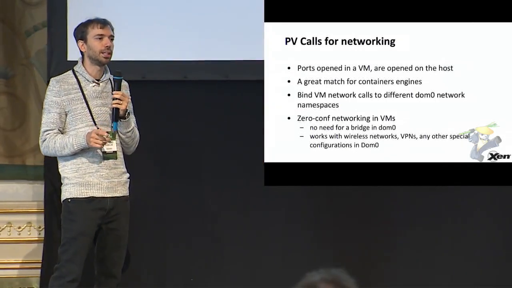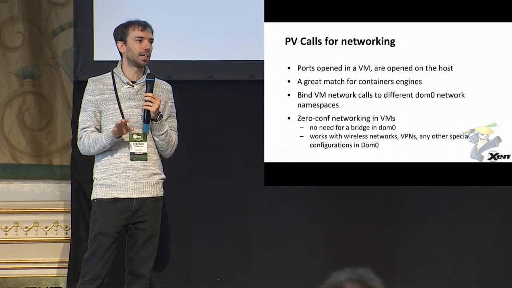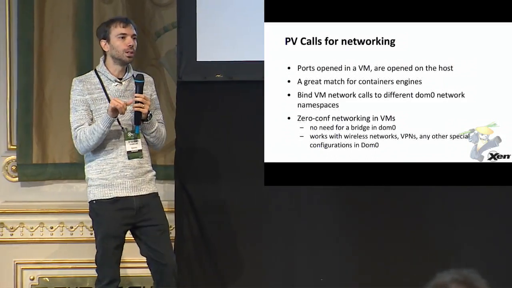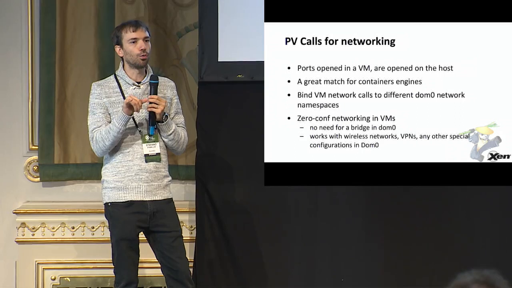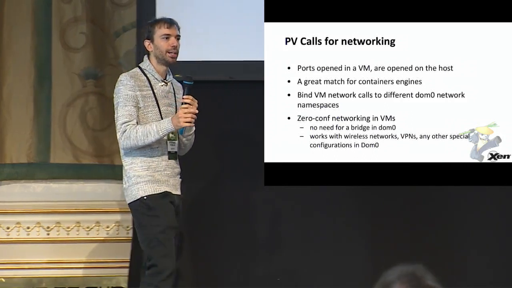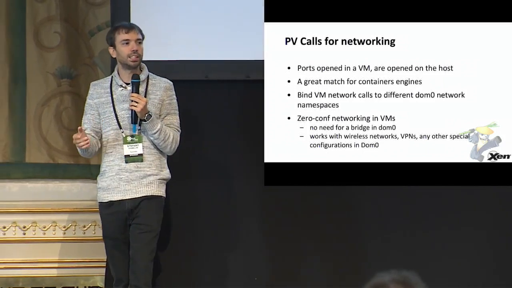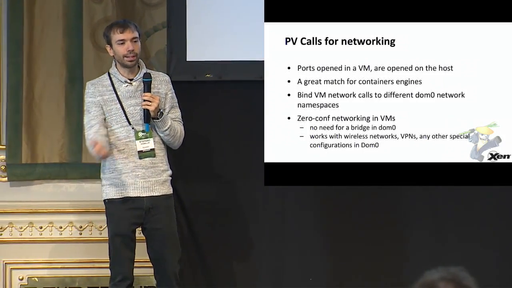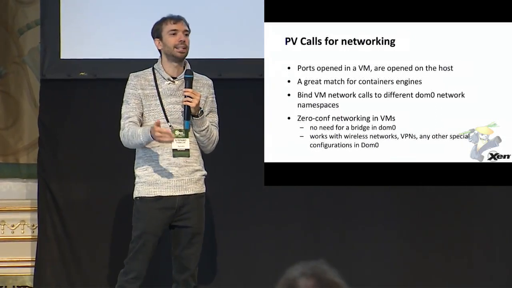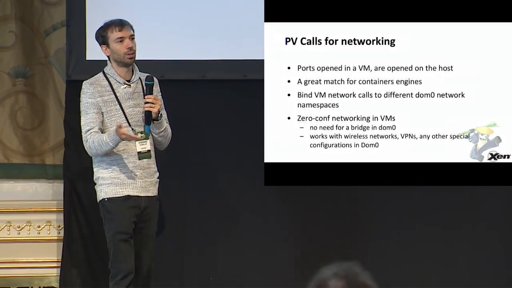Interestingly, for security and for applying different network policies, something that I have not upstreamed yet, not even in the design document, it is very, very easy to bind all the networking PV calls of one VM to one network namespace in Dom0. This way, each VM can be bound to a different network namespace. And you can easily configure one VM, for example NGINX, to be able only to open port 80 and 8080 and forbid it from opening any other ports on your host.